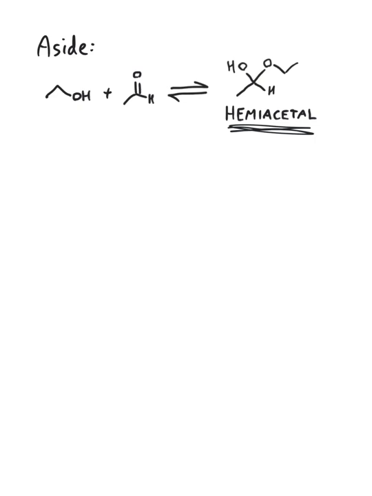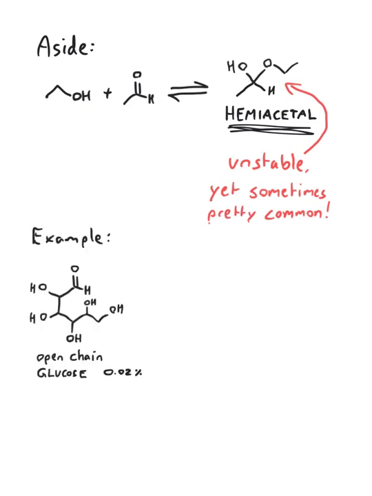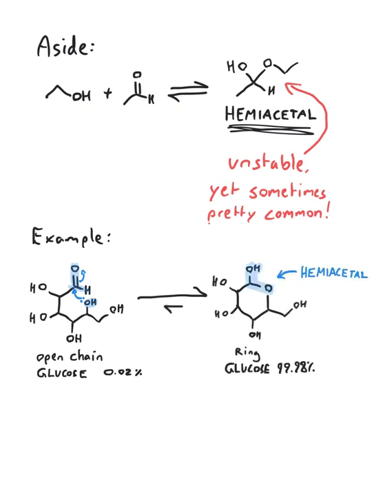As an aside, a single alcohol adding to an aldehyde or ketone forms a hemiacetal. Now, hemiacetals are unstable yet sometimes very common. For example, glucose exists in a hemiacetal form.